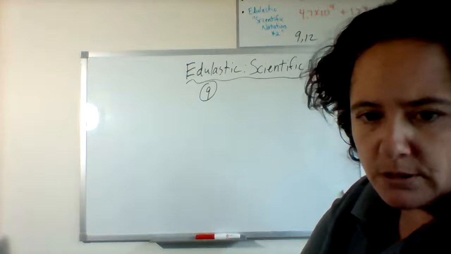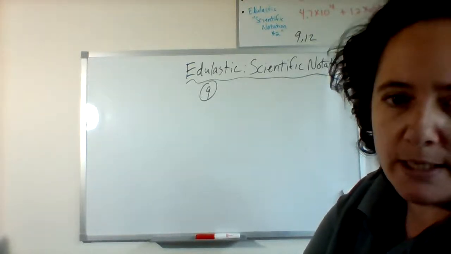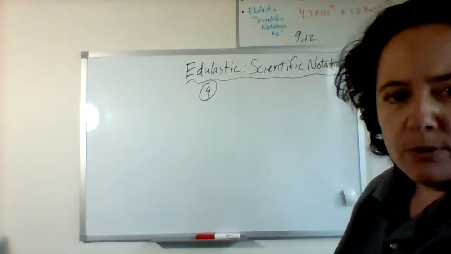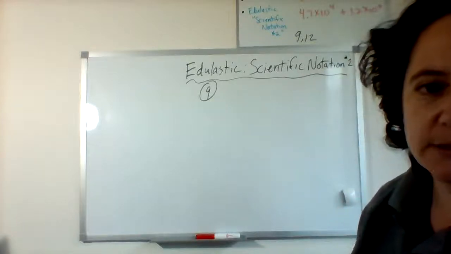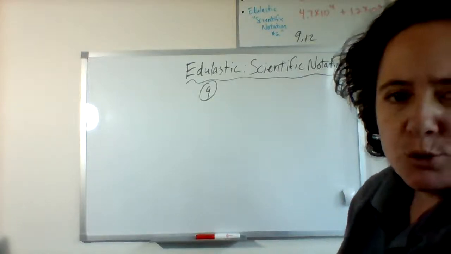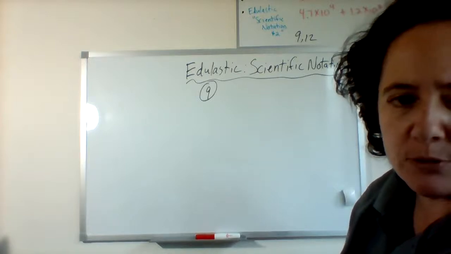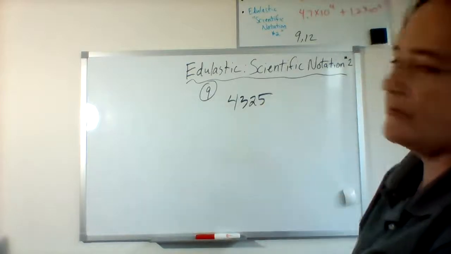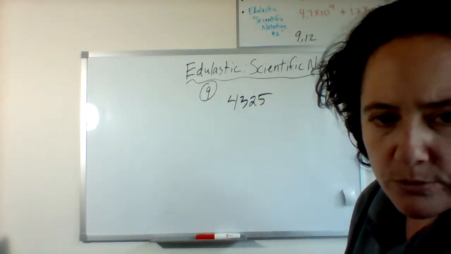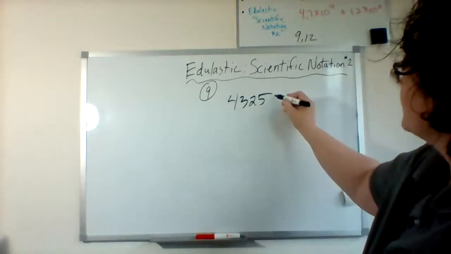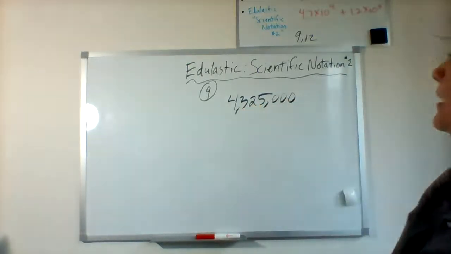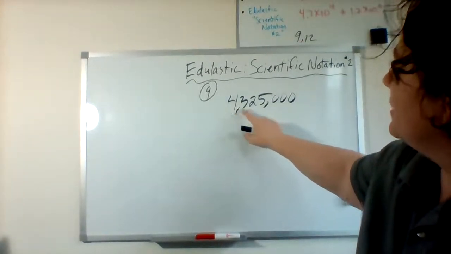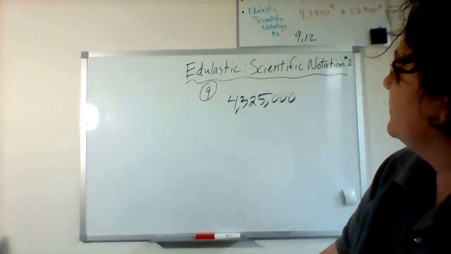Okay, so let's take a look at number 9 and then we'll look at number 12. It says Jack wrote the number. I'm not going to say that until I write it out because I don't want to say it wrong. Choose the appropriate number to put it into scientific notation. There's 4325, and then I see 1, 2, 3 zeros. So 4,325,000.